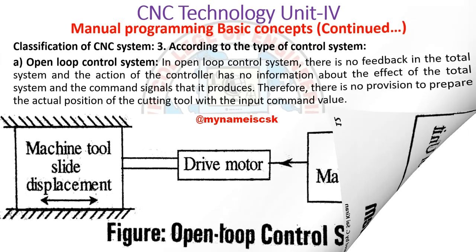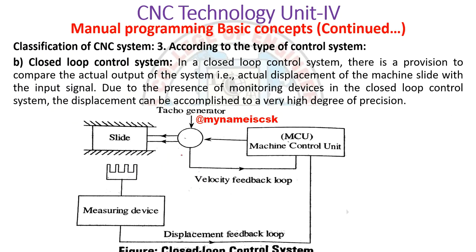Next is the closed loop. In the closed loop, we have a feedback device. So the MCU will give all the instructions, including velocity. The MCU gives the instruction to the tacho generator, and this tacho generator or driving unit will give it to the slide, and we have a measuring device to measure how much it is moving front and back.